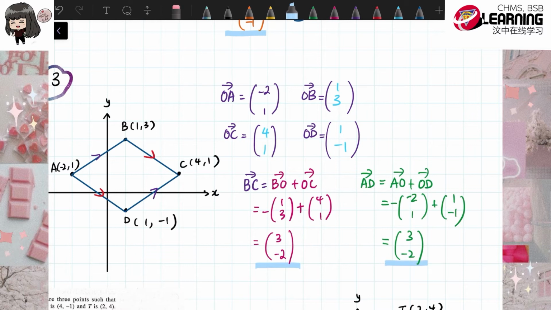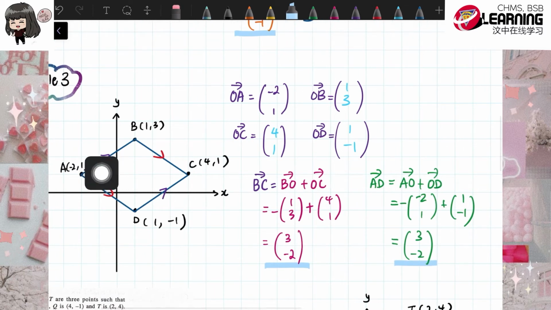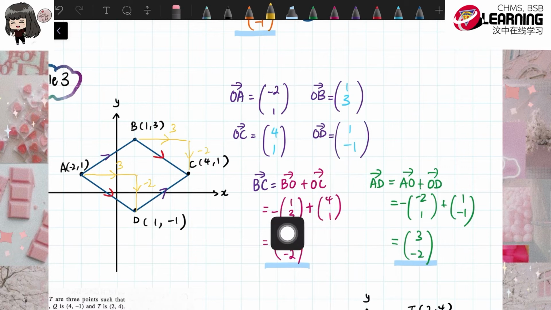Okay, let's look back at this. BC is 3 and then go down, minus 2. AD is also the same: 3 and then negative 2. You can see BC is actually equal to AD. We can see that here: BC is the same as AD, which is 3, negative 2, right?